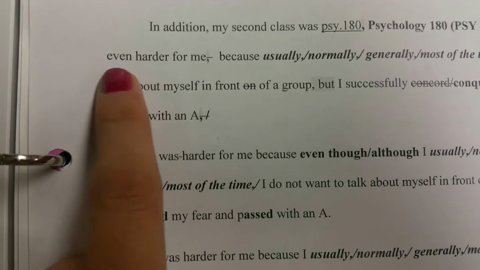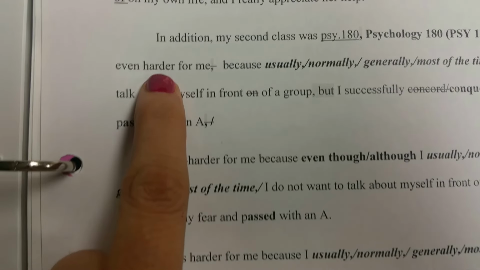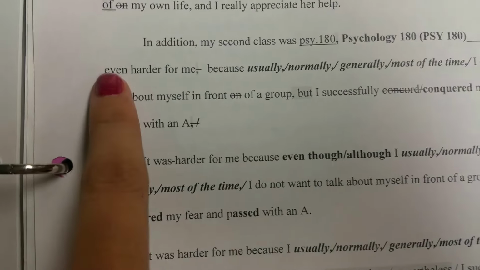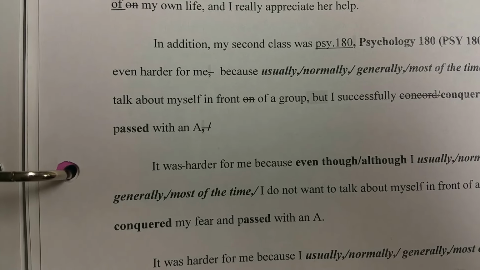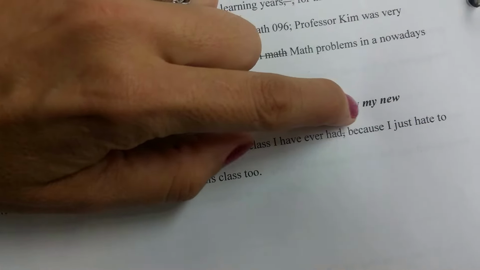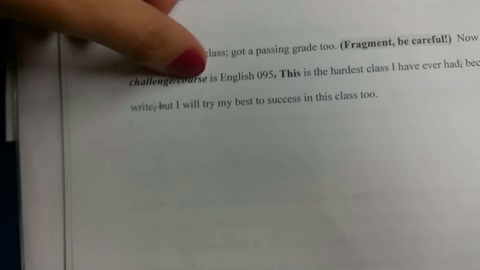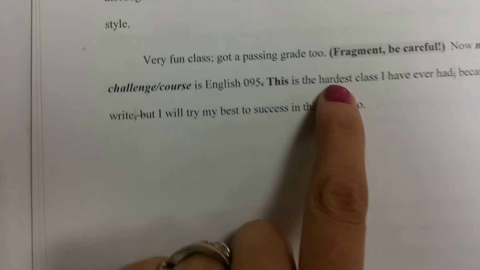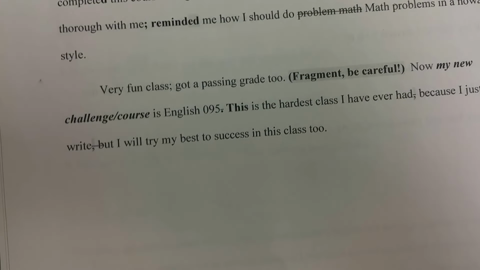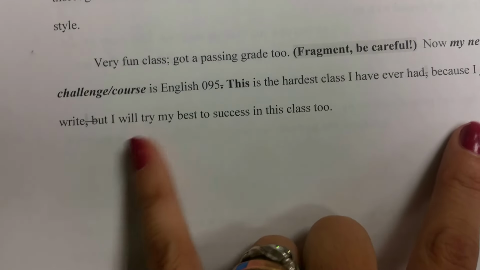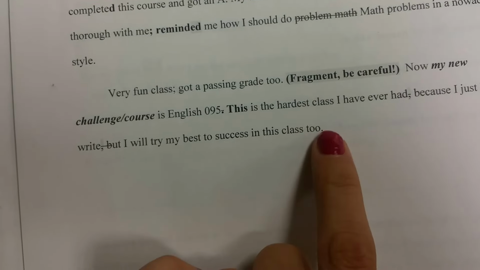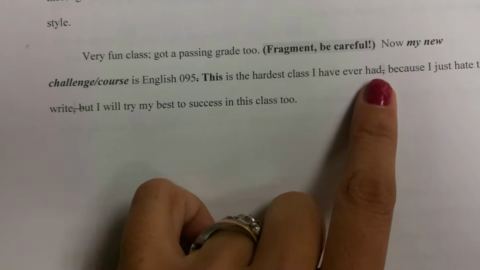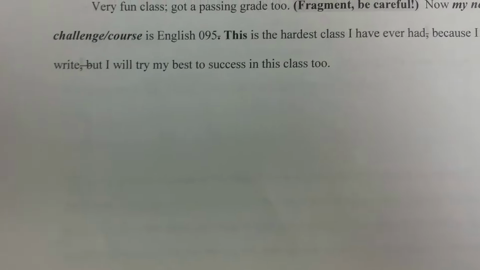It's using the adverb to express the way this student conquered her fear. Here we are using "it was even harder for me." Even is an adverb that is modifying the adjective harder. Psychology 180 was even harder for her. So, another one: Now, my new challenging course is English 95. Full stop. This is the hardest class I have ever had, because I just hate to write. But I will try my best to succeed in this class too. No comma after "I have ever had."